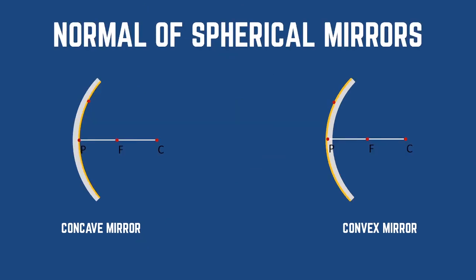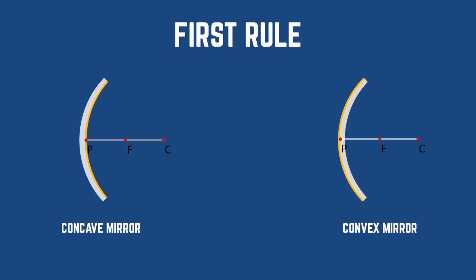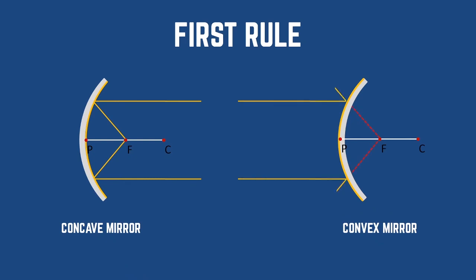When a light ray falls on a spherical mirror, the line joining the center of curvature to the point of incidence is called the normal. Light rays follow certain rules while getting reflected off spherical mirrors. These are as follows. Light rays parallel to the principal axis will pass through the focus in the case of concave mirrors or appear to diverge from the focus in case of convex mirrors.